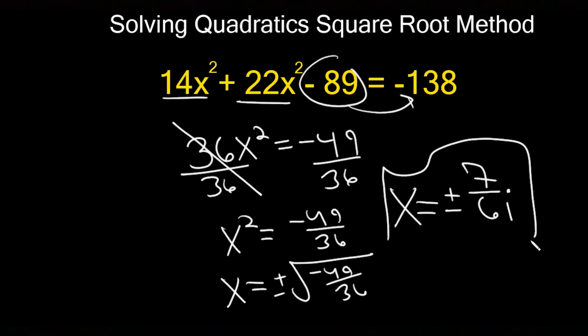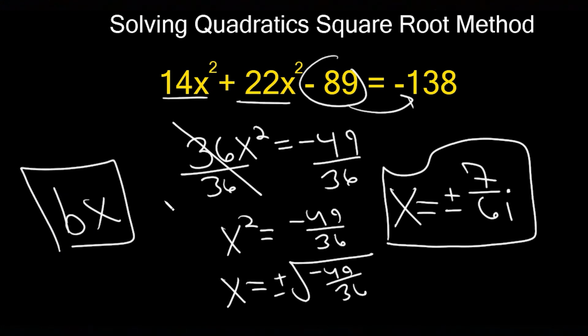And there it is. And so that's how you can solve a quadratic using the square root method. It's very straightforward. And remember, you can do this if you're missing your bx term. So if you do not see that bx term in your quadratic, you can go ahead and solve by doing the square root method. And again, I'm referring to a quadratic in standard form when I'm talking about bx, right? ax squared plus bx plus c.